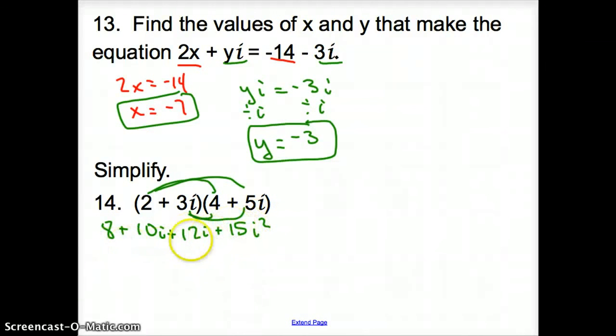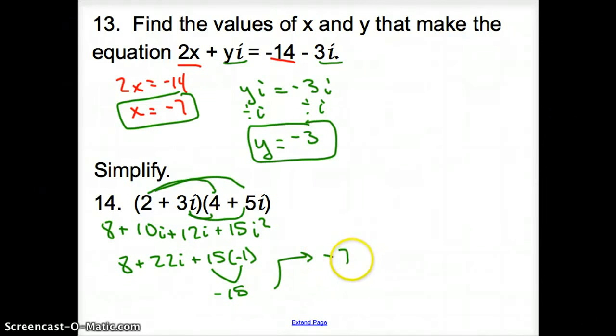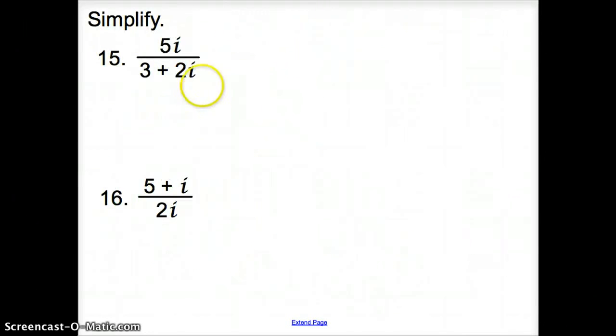Now let's simplify this mess. We get 8 plus, this turns into 22i. This turns into plus 15 times a negative 1. This now is a negative 15, yes? So 8 minus 15 turns into a negative 7, and then plus 22i. Last two, hang in there.